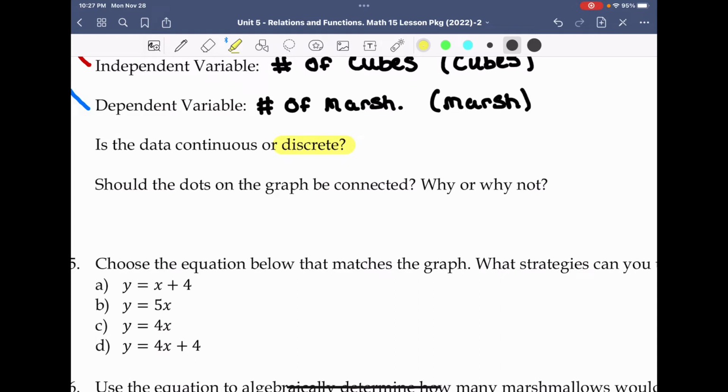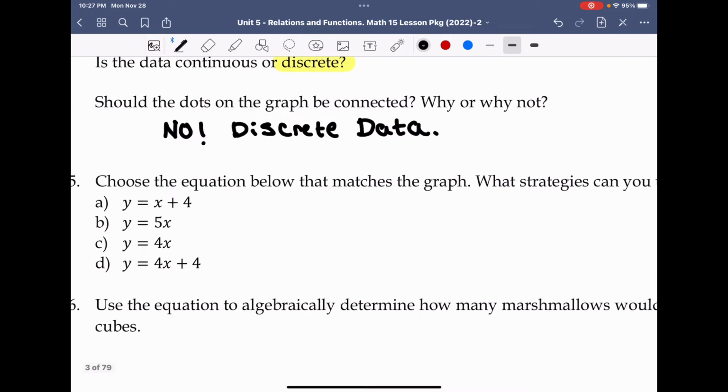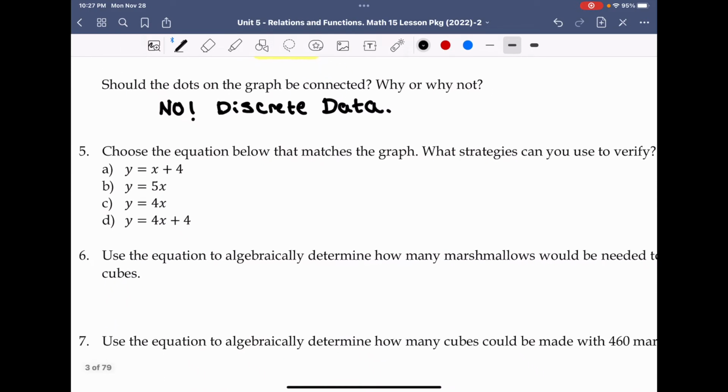So should the dots on the graph be connected, why or why not? Definitely not. We would say no, because we have discrete data. And that's enough to say that they are not connected. Now, choose an equation that matches the graph. What strategies did you use to verify?